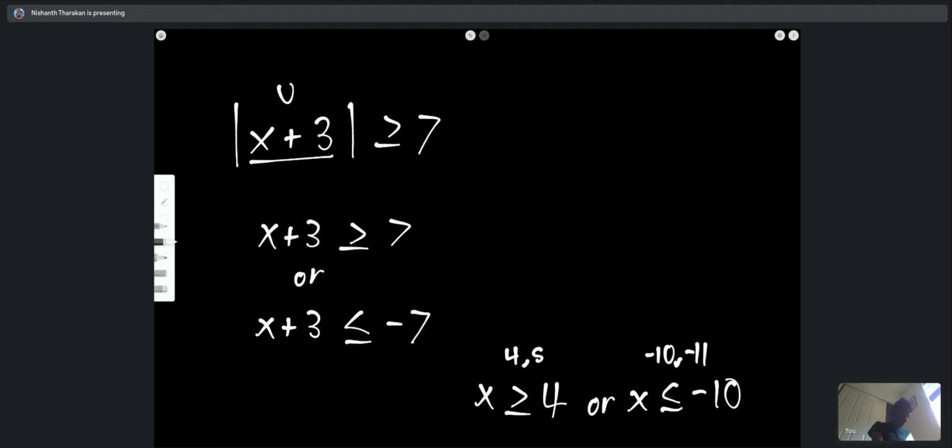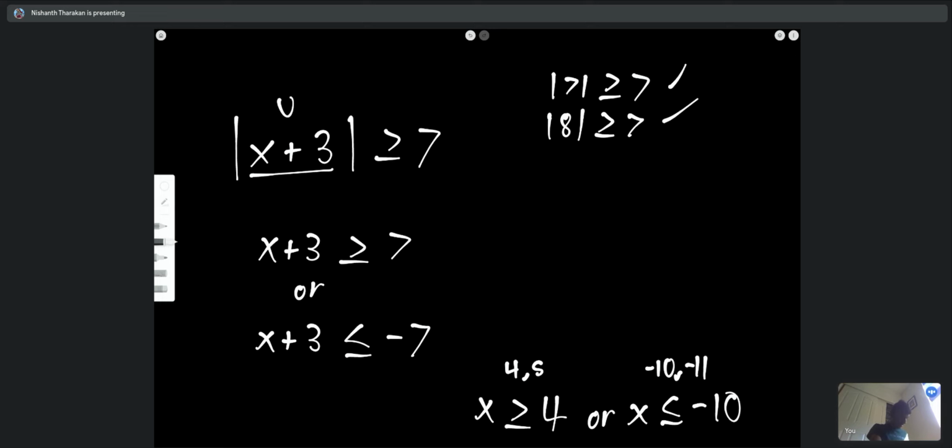So, 4, absolute value of 7, greater or equal to 7, so that's good. 5, absolute value of 8, greater or equal to 7, good. Now let's try the smaller side. Absolute value of negative 7, greater or equal to 7. And absolute value of negative 8 is greater or equal to 7. So these are all good. All I did here was just plug in the value, do the mental math, and check for each answer.